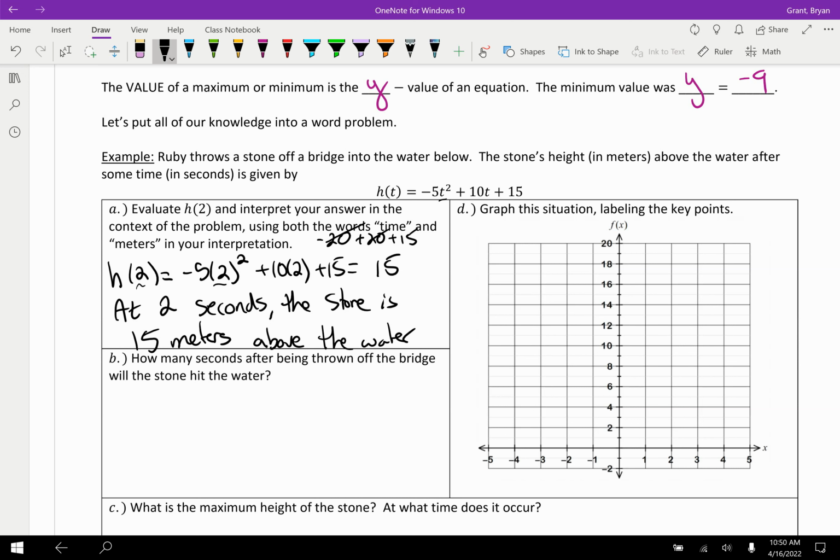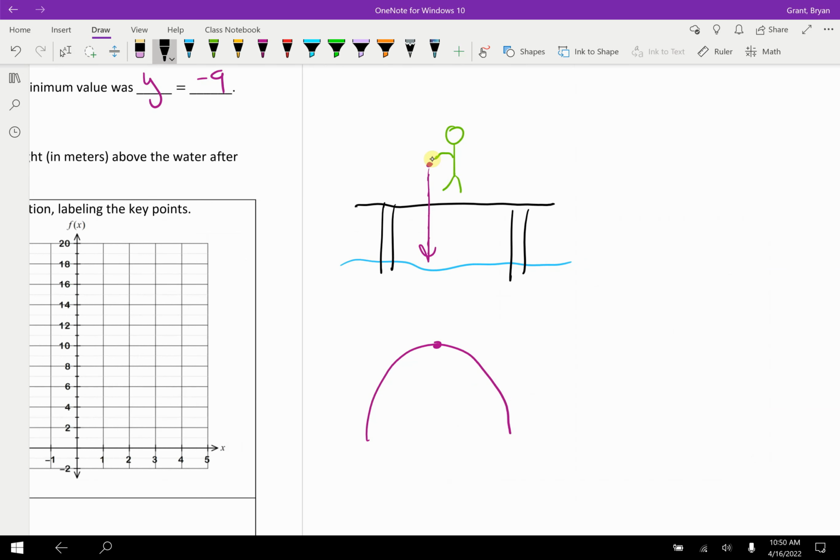All right, B. How many seconds after being thrown off the bridge will the stone hit the water? Well, again, if we look at our pretty picture over here, we're dropping this down to the water. We're assuming the water is at a height of 0. And so I think if you picture like an XY axis going on over here, something like this, then the stone's going to hit the water at the x-intercept, right? That's when the height, here's your height axis, right? The stone starts up here, but that's going to be when the height is 0.